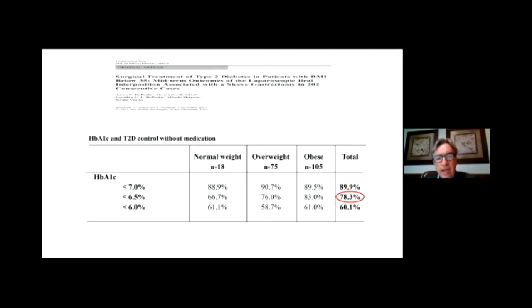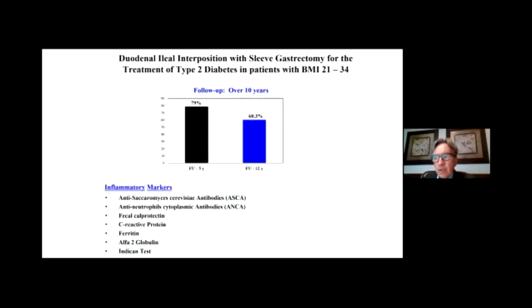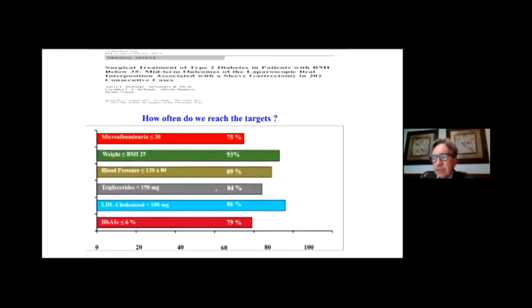At 5 years, A1C control without medications is achieved by nearly 80% of patients, as demonstrated in this publication of 2011. And more recently, still unpublished, the operation stands the test of time. With a follow-up of more than 10 years, over 60% of patients were still in remission without any anti-diabetic medication. Over 10 years of follow-up demonstrated that a group of almost 20% of the patients is no longer under remission. Searching for reasons, we found that small bowel gets inflamed in this particular group of diabetics.